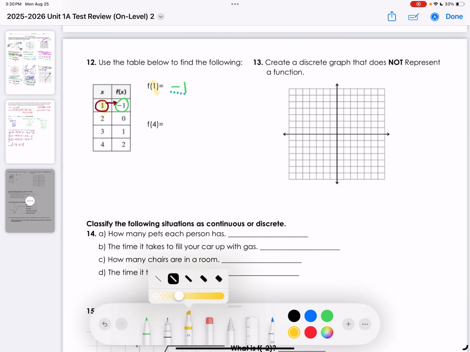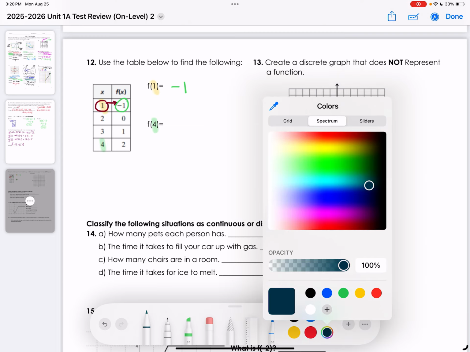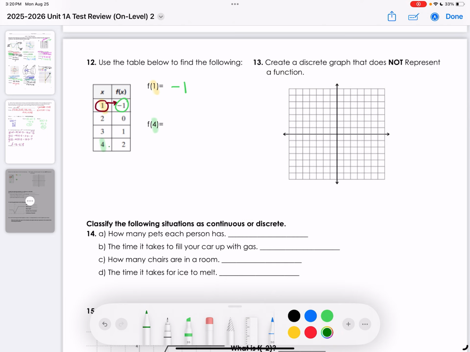So let's say I have 4. I'm going to go to 4 right here. And then it goes over to see a y or f of 4 value of 2. So your answer is 2. So essentially when you look in the parentheses, that's your x value. And then you can determine what your y value is from there.